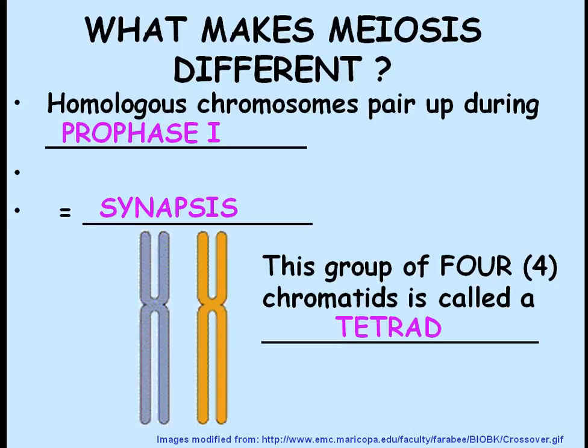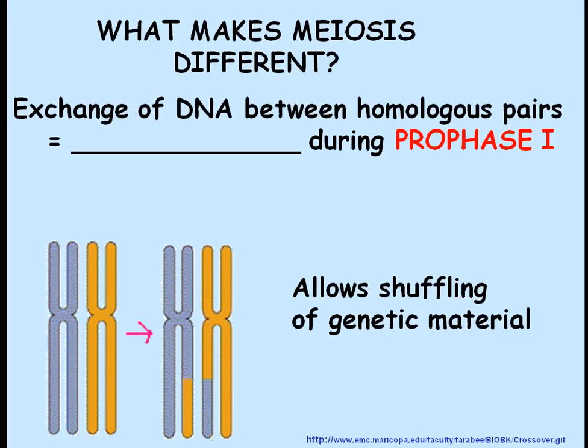Tetra means 4. So during prophase 1, synapsis occurs, and the homologous chromosomes will actually find each other and intertwine with each other and form a tetrad. And this is different and does not occur in mitosis.